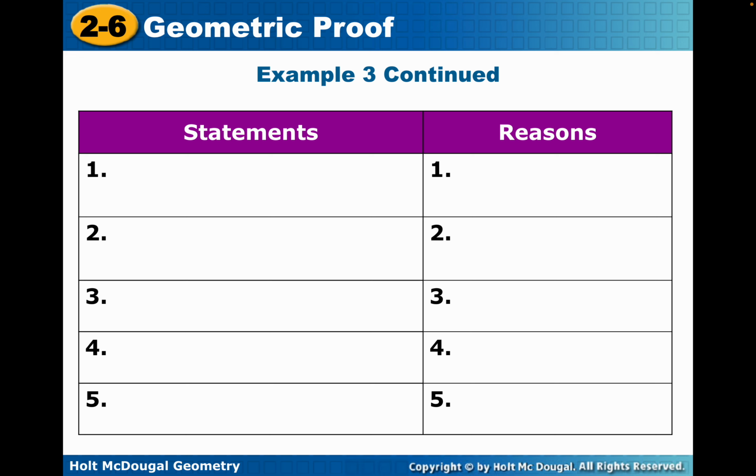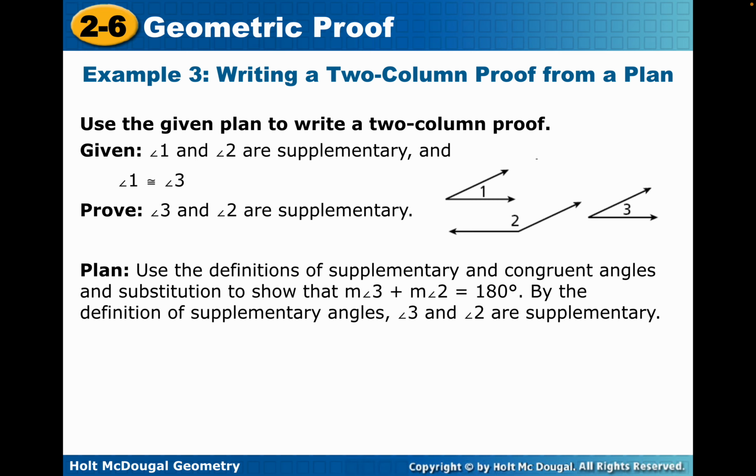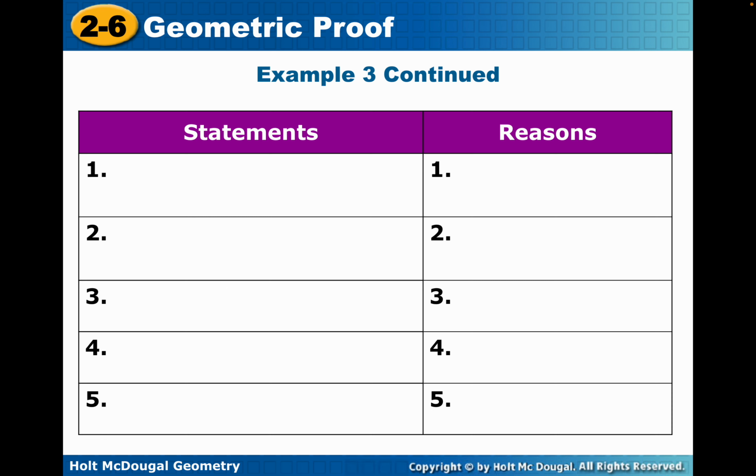All right, so what do we think our first statement is going to be? Say it louder. Okay, we're going to put our given. All right, so our given, we have angle 1 and angle 2 are supplementary. All right, and we're going to put our givens together. Angle 1 is congruent to angle 3. And what do we think our reason is going to be? Given. Good job. I'm glad you know that.